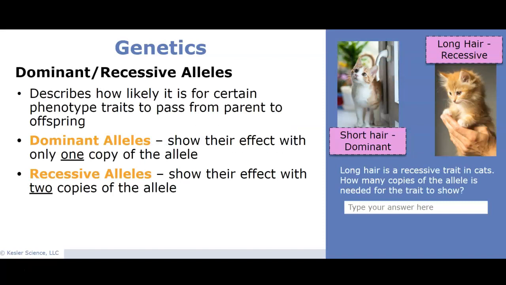So dominant and recessive alleles. This describes how likely it is for a certain phenotype to pass from parent to offspring. For dominant alleles, you only need one copy of the allele for that trait to show. For recessive alleles, you need 2 copies of that trait to show. So if you look here on the right, long hair is a recessive trait in cats. How many copies of the allele are needed for the trait to show?